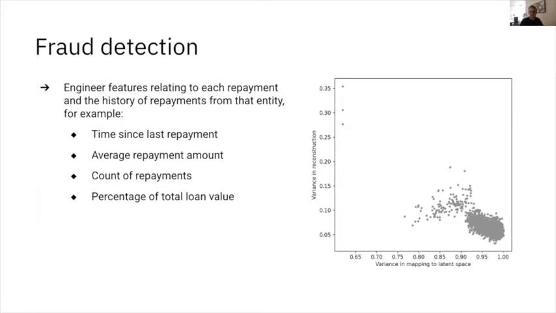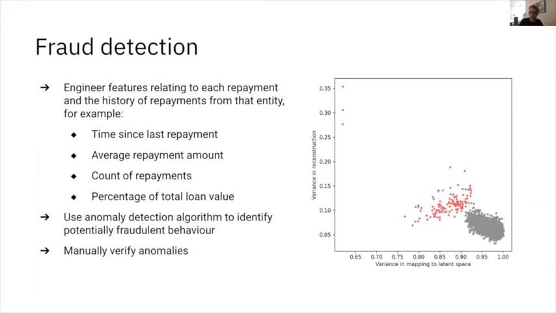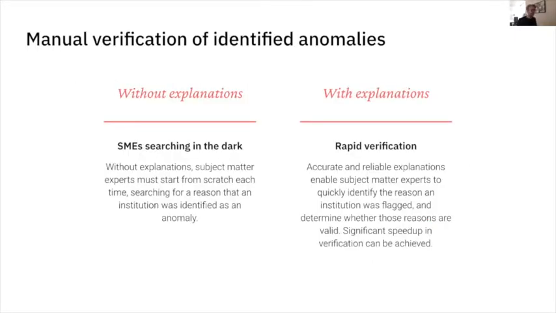But once we have this new data, we can then pass this through classical anomaly detection algorithms such as isolation forest. And these help us identify these red points here as being more anomalous than the gray points in this figure. So, okay, now we have a group of entities that the model has flagged as anomalous. And now we need to somehow manually verify whether these are actually examples of fraud or whether the model has got this wrong. So there's two ways that we can do this.